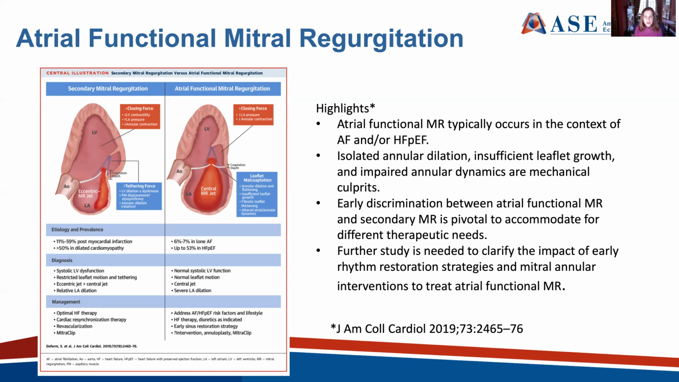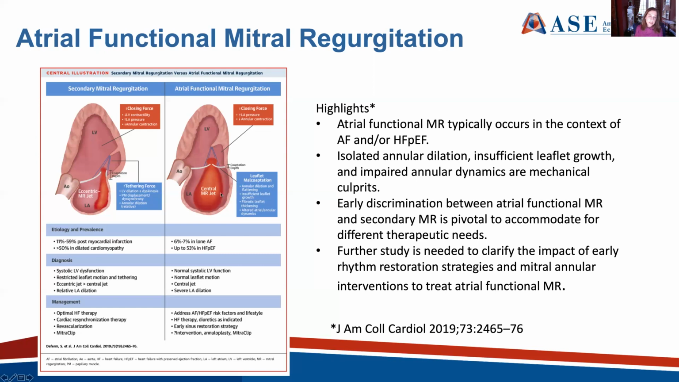So again, atrial functional mitral regurgitation occurs because of a problem with the left atrium, more so than the left ventricle. Isolated annular dilatation, insufficient leaflet growth, and impaired annular dynamics are the mechanics that are the culprits of this type of mitral regurgitation. And early discrimination between atrial functional mitral regurgitation and secondary mitral regurgitation due to diseases of the left ventricle is pivotal to accommodate for different therapeutic needs.